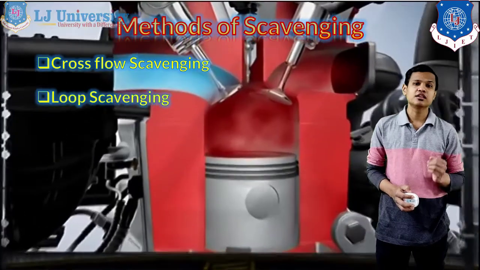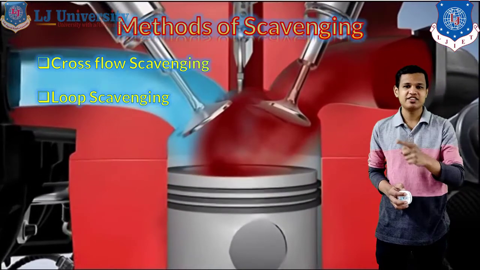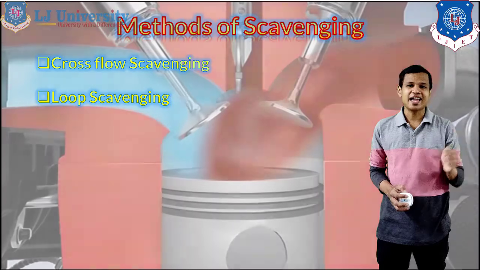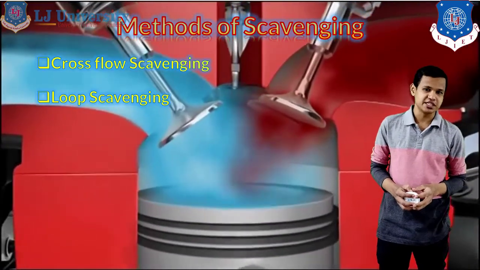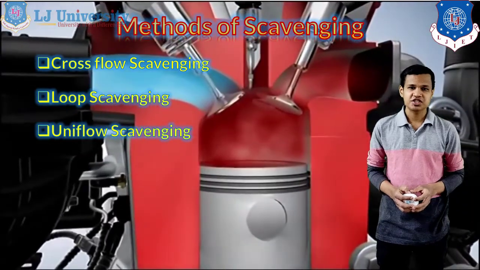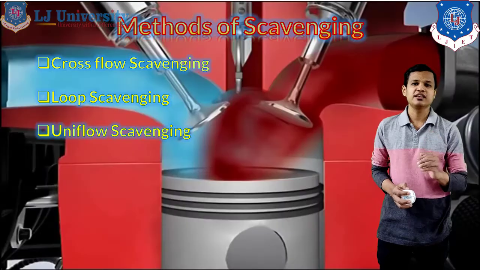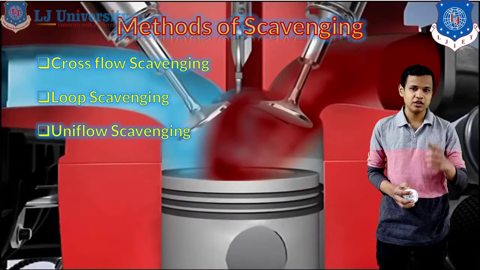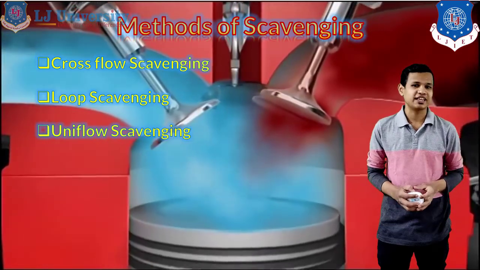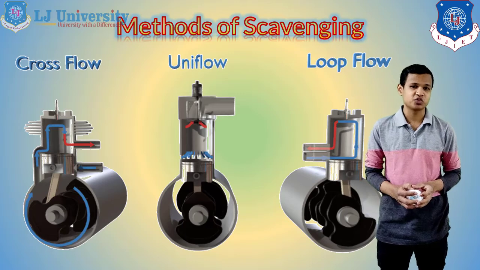The second one is loop scavenging, in which the fuel or the charge that is entering the engine will have to create one loop to get the exhaust gases out of the engine. And the third one is uniflow scavenging, in which the direction of the inlet charge and the exhaust gases will be similar, or will go in the same direction. That is why it is known as uniflow scavenging. Let's see how the flows in this scavenging process work.